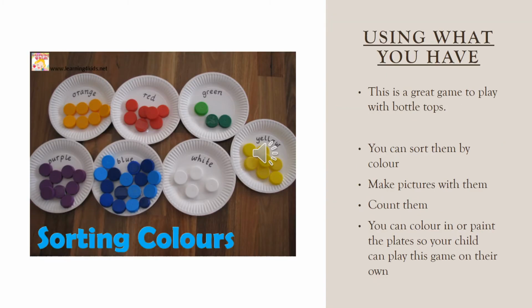Another good game to play, which is about sorting colour, is the bottle top game. Collect lots of different coloured bottle tops and sort them by colour. You can use them to make patterns with children who know their colours. So do a red, white and green one, and then ask your child what comes next after the white or the green. Get them to continue the pattern or make a pattern of their own.